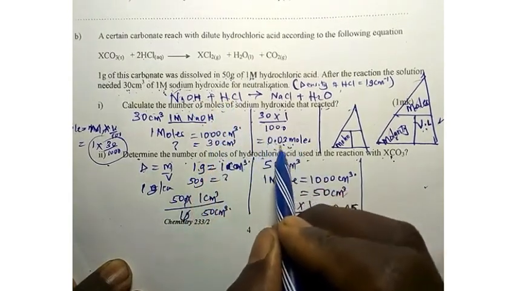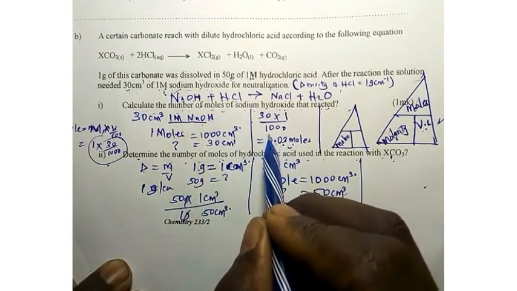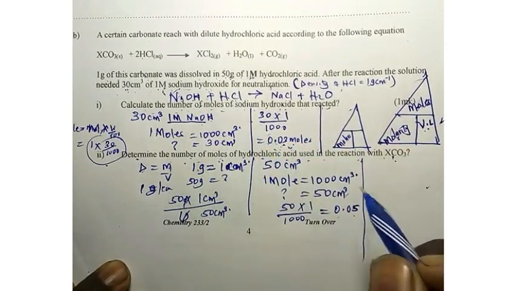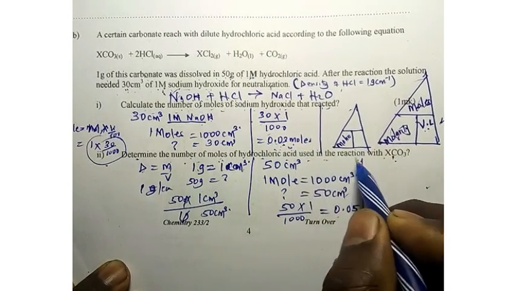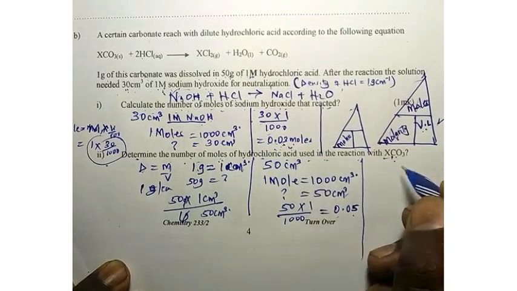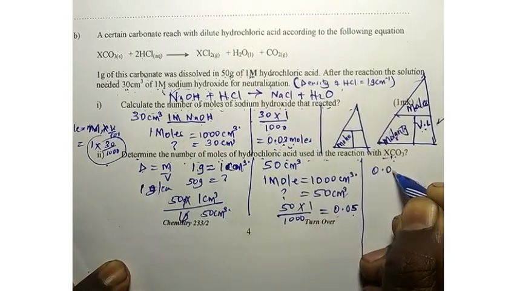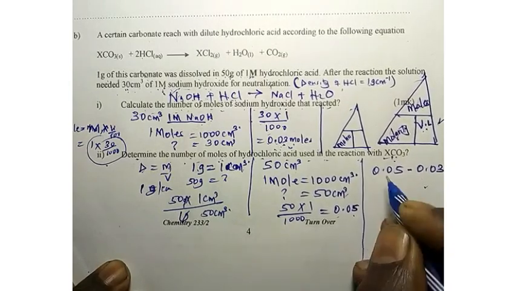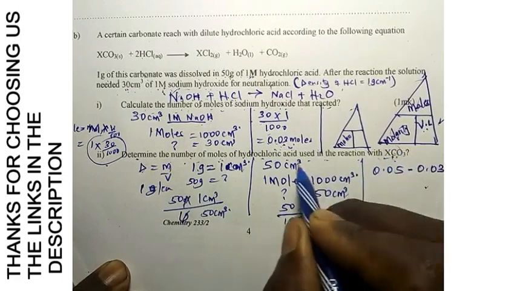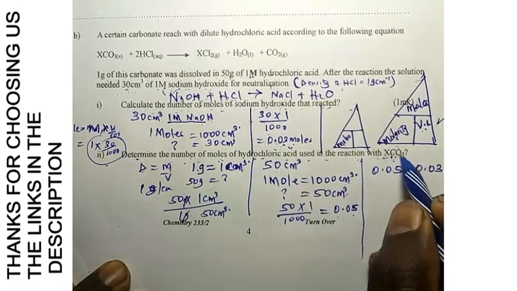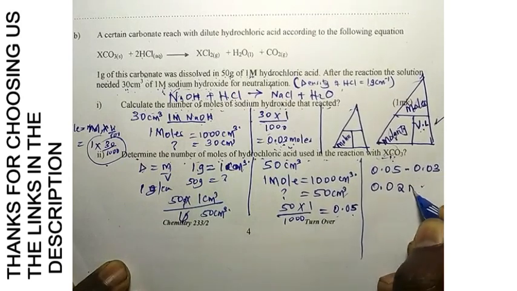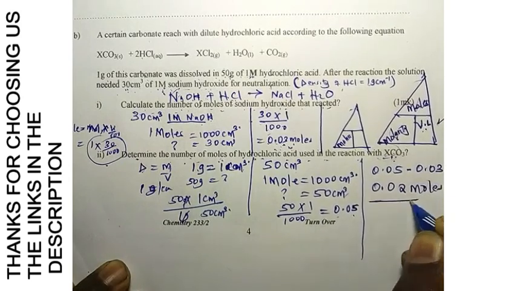Now, if this is the number of excess HCl and the total number of moles was 0.05, what will be the number of moles of HCl that reacted with X? It equals 0.05 subtract 0.03. Therefore, the moles of HCl that reacted with the X carbonate is 0.02 moles. Very important.